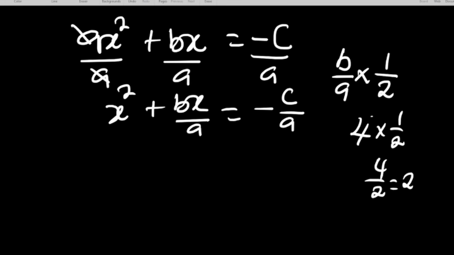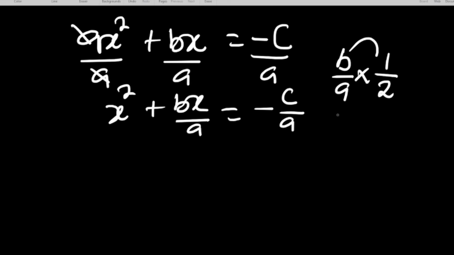In this case right now, we are going to multiply b over a, which is the coefficient of x, by 1 over 2, then square it and add to both sides. Now let's do this. b times 1 gives you b, and then a times 2 gives you 2a. So this implies that half of b over a is b over 2a.